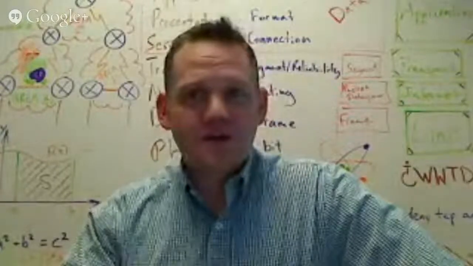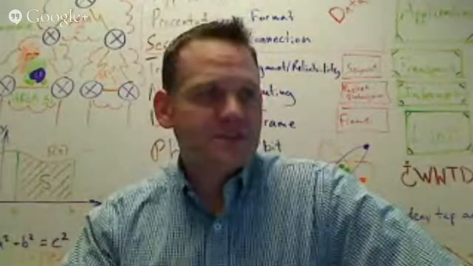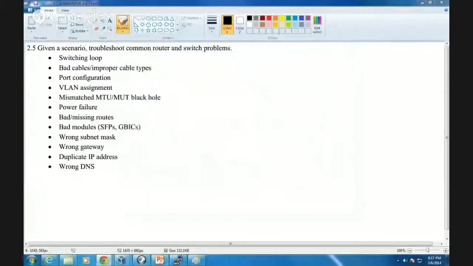So let's go ahead and take a look at the actual objectives and make a couple notes on those. Let me go ahead and get my screen shared out. Okay, so here it is. Objective 2.5. Given a scenario, troubleshoot common router and switch problems.